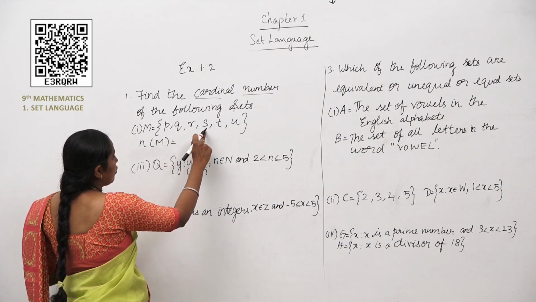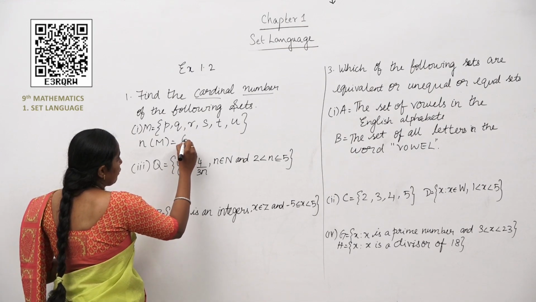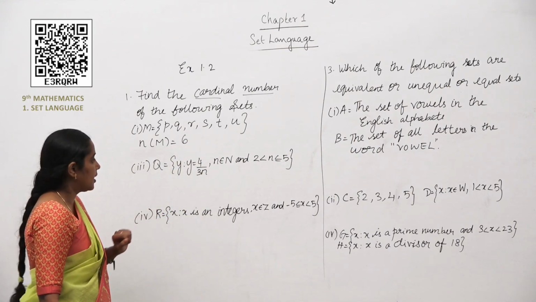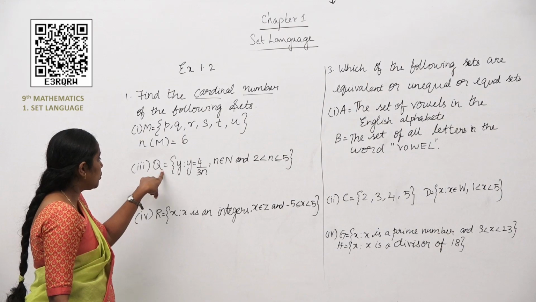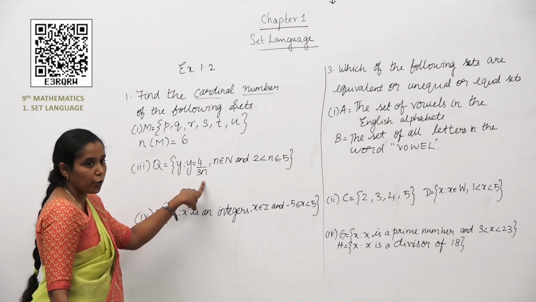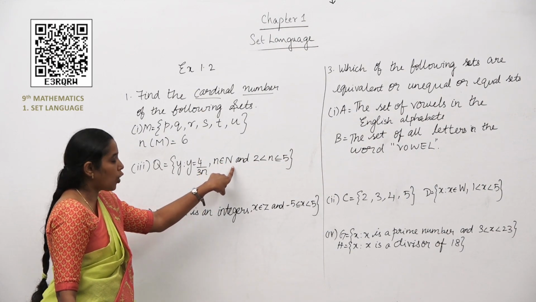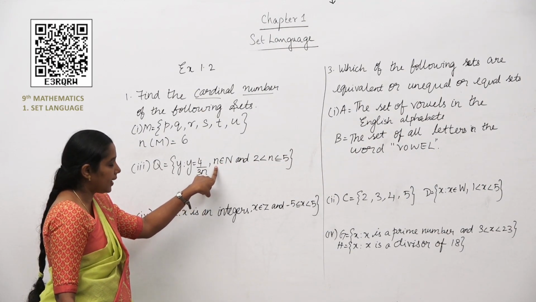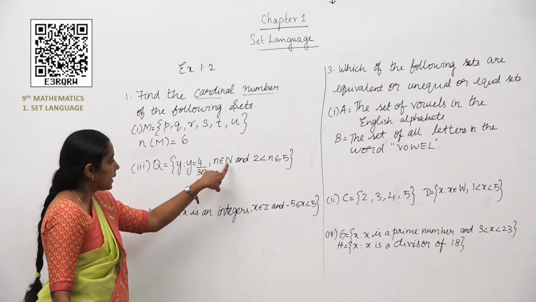1, 2, 3, 4, 5, 6. So n of M is equal to 6. Third subdivision, Q is equal to y such that y is equal to 4 by 3n, n belongs to N. So small n belongs to capital N.